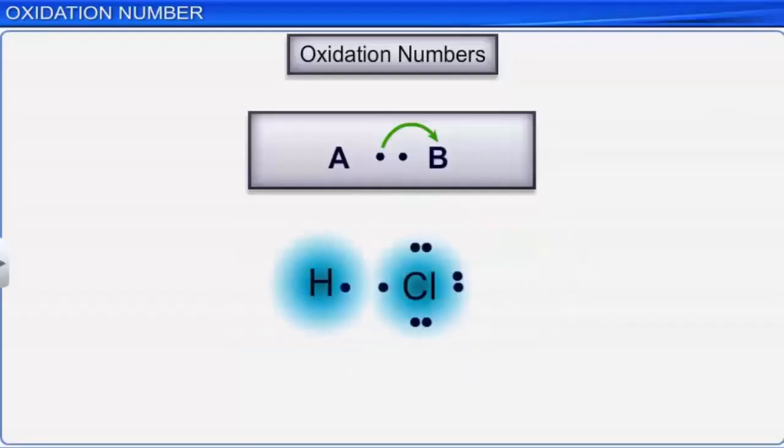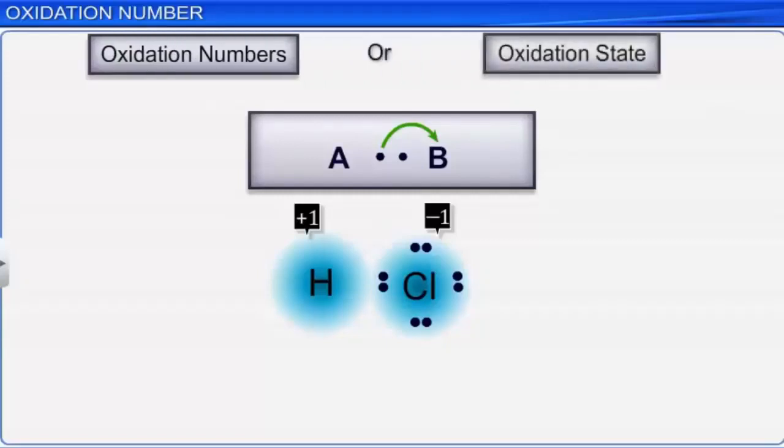Oxidation number is defined as the charge, or the apparent charge, that an atom in a compound or ion would have if all the electrons in its bonds belonged entirely to the more electronegative atom. Oxidation number is also referred to as oxidation state. We will be using the term oxidation number throughout this module.